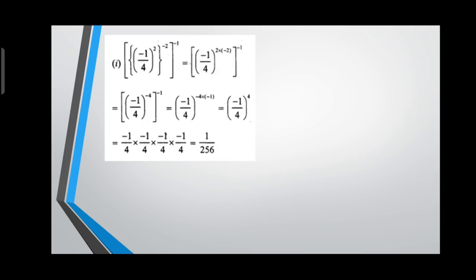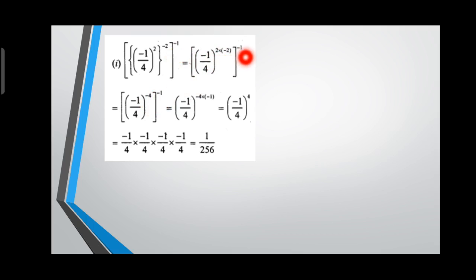Okay children, see the next example, which is ((-1/4)^2)^(-2) all raised to the power of minus 1. So there are 3 powers, so we can multiply all the powers. We write the answer as minus 1 by 4. First we multiply this 2 into minus 2. 2 twos are 4, which is minus 4. 2 into minus 2, okay. 2 twos are 4, which is minus 4.